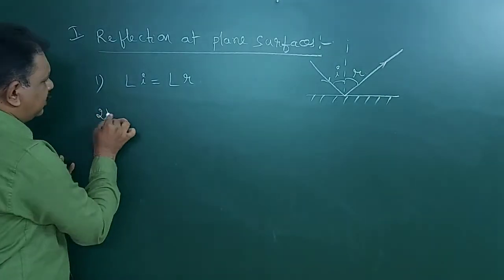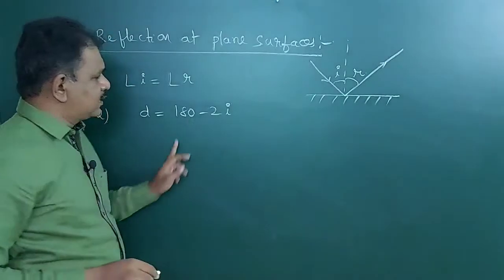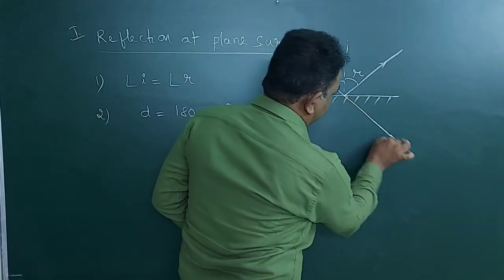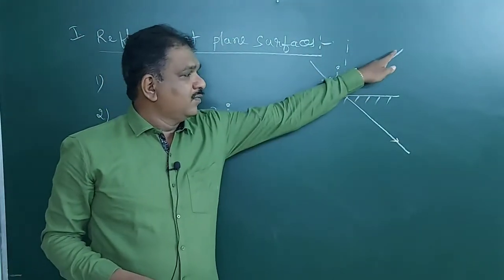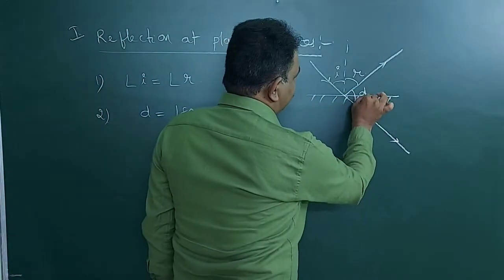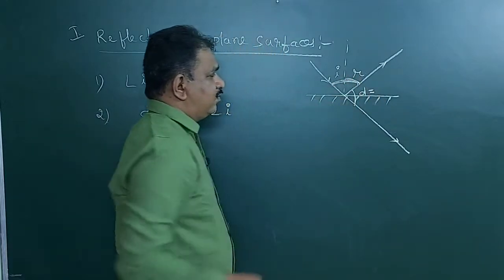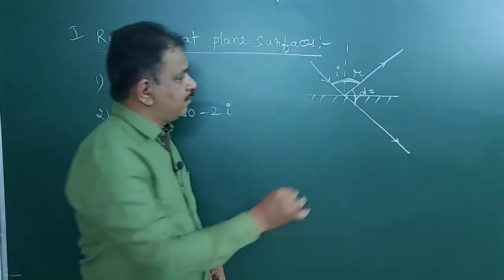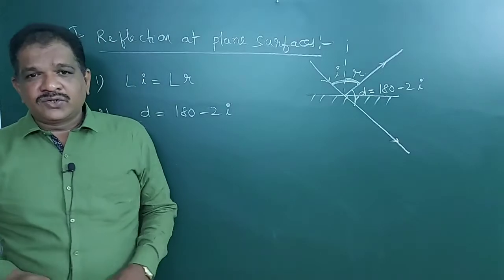Angle of incidence value will be equal to angle of reflection. Angle I is equal to angle R. Next, second one, the deviation produced by the light ray is 180 minus 2i. So if the mirror is not there, this light ray will come like this. Because of this mirror, the light ray came like this. This angle will be called deviation. Because R is equal to I, this total value will be equal to 2i. This line's total angle will be 180 degrees. So this angle will be equal to 180 minus 2i.